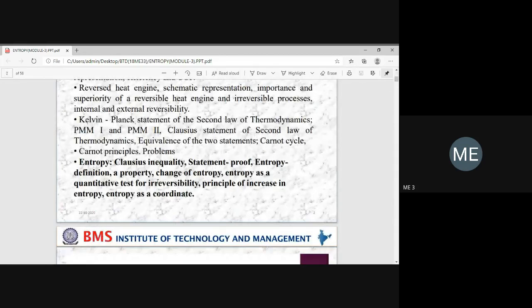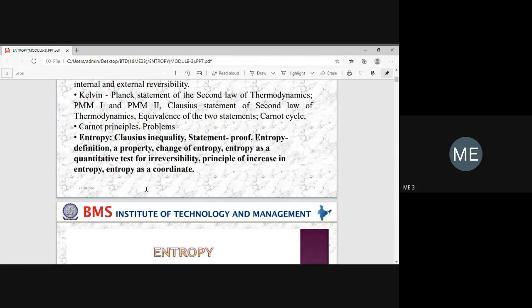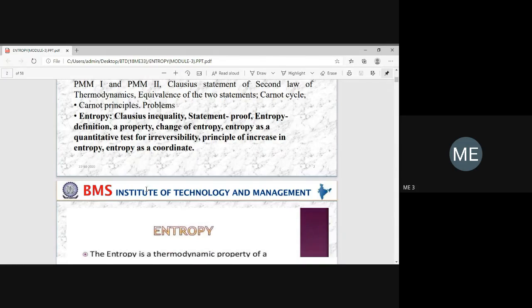So in entropy, first I'm giving the syllabus. What are the things you are learning in entropy? You are learning Clausius inequality, statement of Clausius inequality, entropy definition, to prove entropy is a property of system, change in entropy, entropy as a quantitative test for irreversibility, principle of increase of entropy, and entropy as a coordinate. These are the contents of the syllabus.